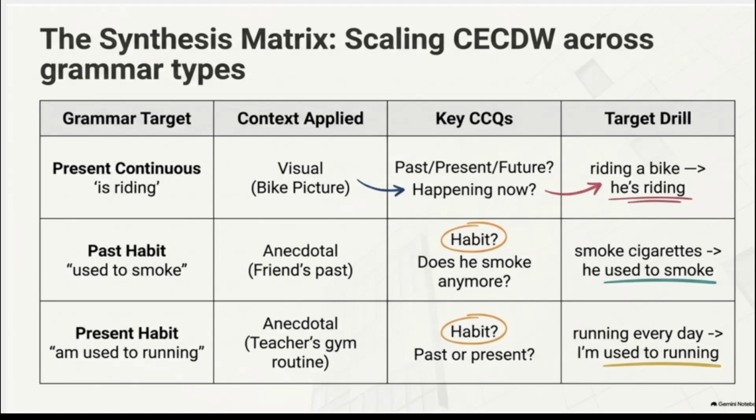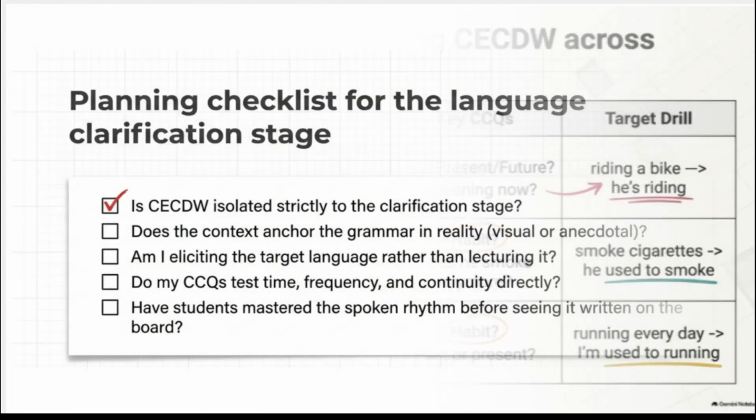CECDW stays the same, but the context, elicitation prompts, CC cues, and drilling need to change according to the grammar point. There is no universal list of CC cues that we can use for every tense. There is no single context that works for every grammar point. The framework is stable. The teaching decisions are flexible. That is what makes CECDW practical.